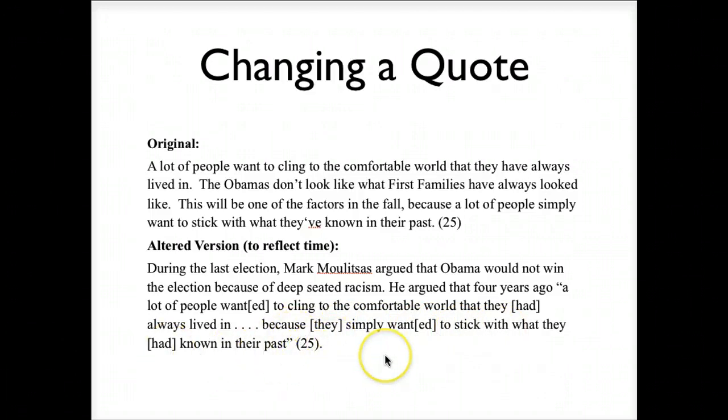Okay. Another reason that people put in brackets is sometimes when you quote, if it's got a pronoun in it like he, she, or it, when you throw the quote into your own writing, it's going to be confusing to your reader because they don't know what the noun is. So sometimes people use brackets to put the noun back in. Like say, this quote from Mark Mullitsas said "he," referring to Obama. If you just quote it, it's going to be confusing. So you might actually take out the "he" and put "Obama" in brackets.